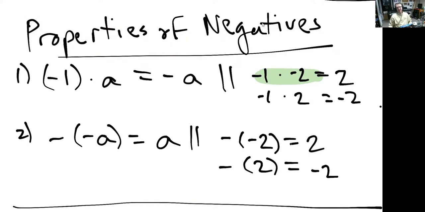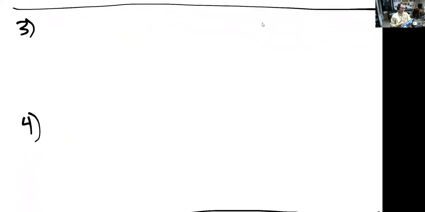These examples are quite simple, quite easy, but these are properties of real numbers. We're not talking about rocket science here. We're just talking about some simple multiplication by negative one. This negative sign here is more or less equivalent to that. It's saying just change the sign of that thing, just like multiplying by negative one just changes the sign of that thing.